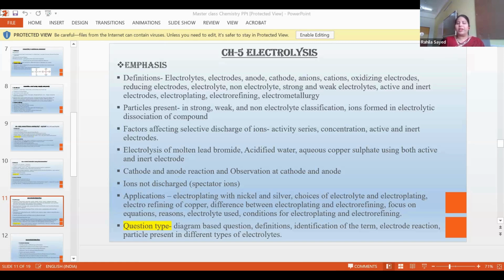The question types: diagram based questions are a must. Definitions, identification of the term, writing the electrode reaction, then what are the particles present in different types of electrolytes. If it is a weak electrolyte, what particles will be present? If it is a strong electrolyte, what particles will be present?